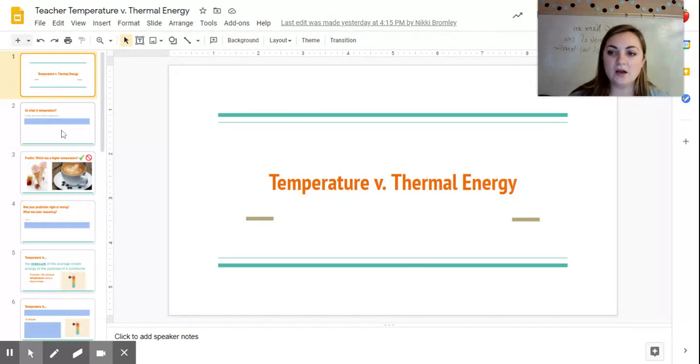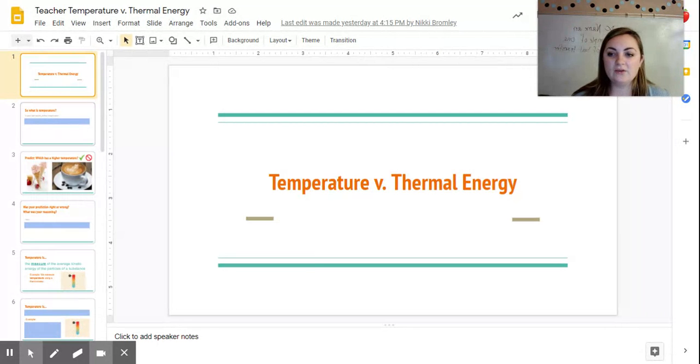We started off talking about the differences between different types of heat transfer: conduction, convection, and radiation. And we know that heat is the transfer of thermal energy from hotter substances to colder substances. So what is thermal energy and what is temperature? What makes something hotter? What makes something colder?